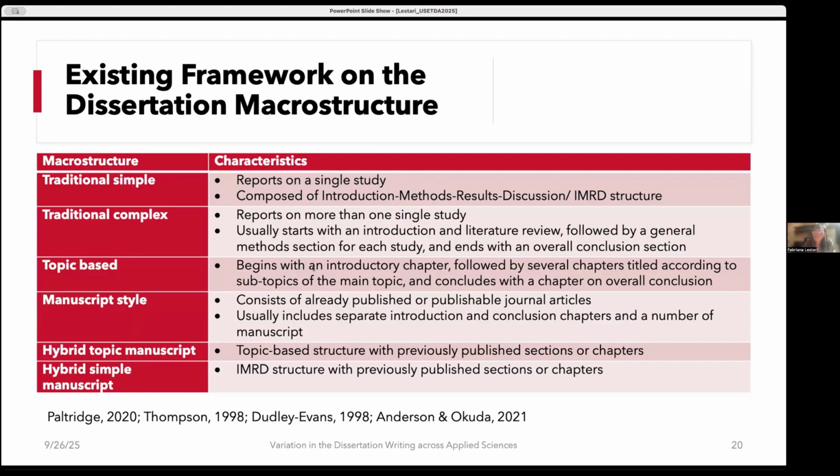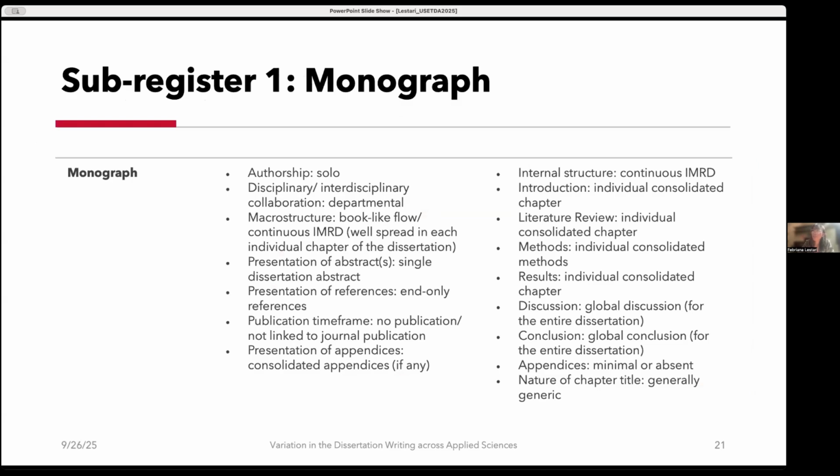Now, from my domain analysis and my observations of the actual dissertation text, this framework does not really work anymore, because one dissertation sometimes consists of more than a single study, but it also has this structure. So based on that, I developed my own situational and textual characteristics framework. And here is what I found based on my framework.